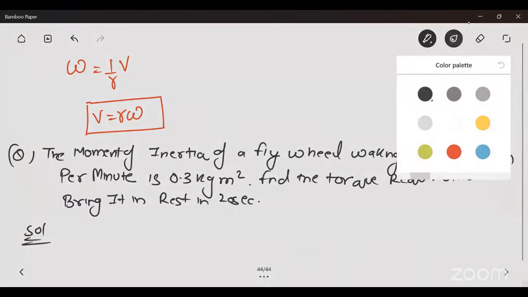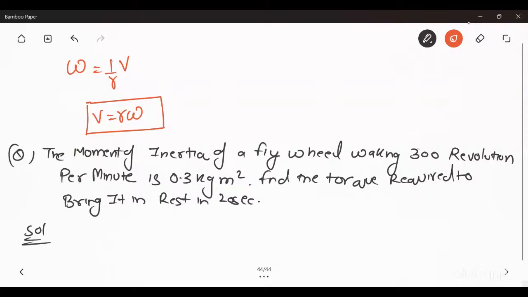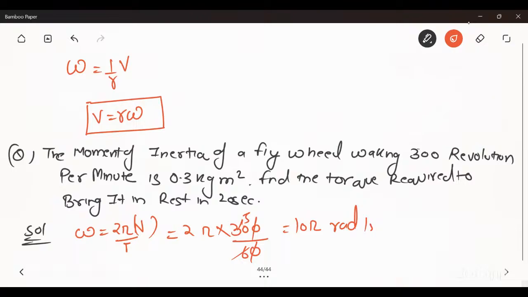Now, what is given in the question? The moment of inertia of a flywheel making 300 revolution per minute. So we know that omega equal to 2 pi upon t, 2 pi into number of revolution upon t. So 2 pi, 300 revolution per minute. Minute means 60 seconds, so we have to convert it into seconds. So you will get 10 pi radian per second. So that was its angular velocity, its initial angular velocity, because we have to find the torque required to bring it to rest.